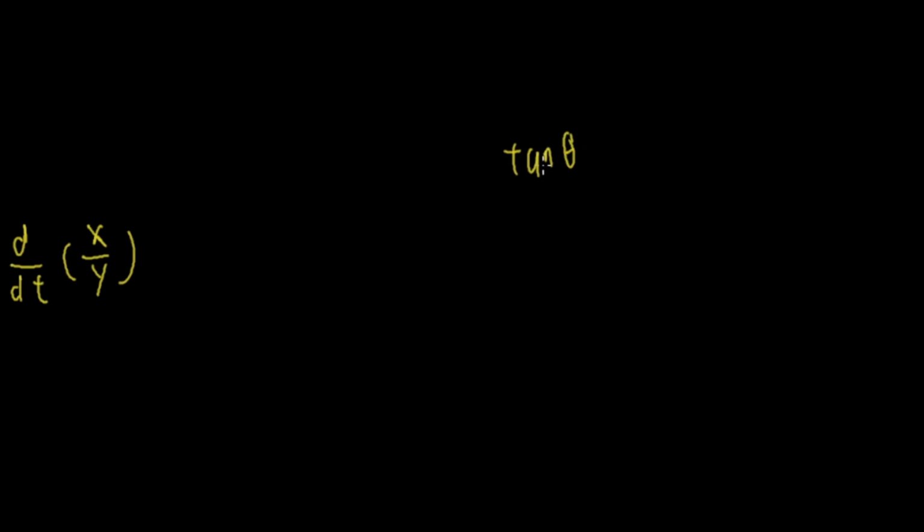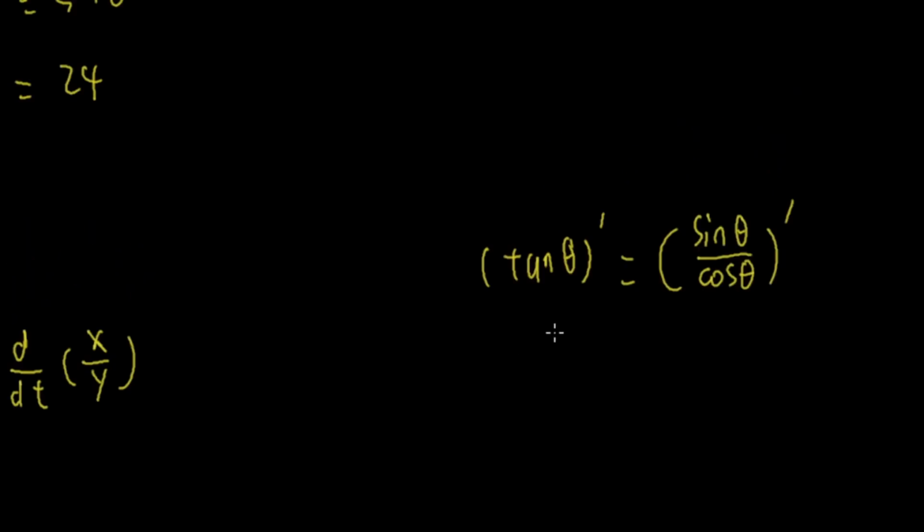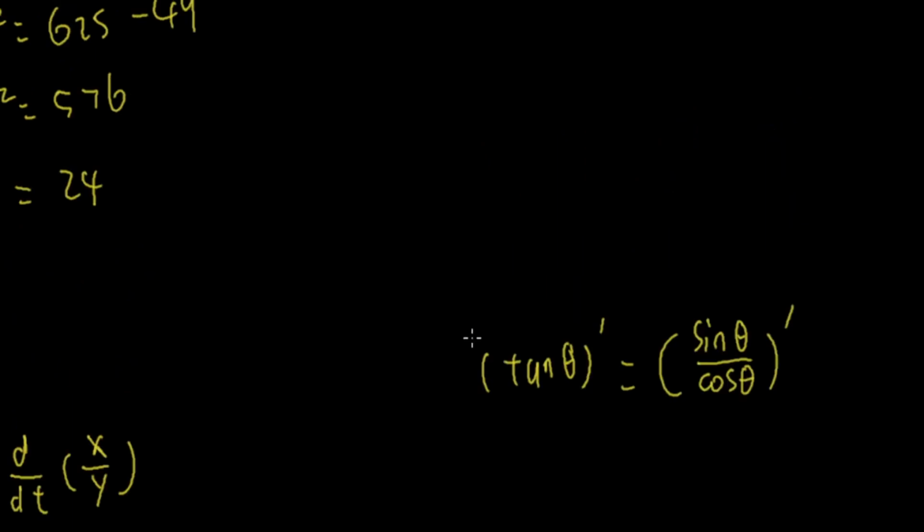Derivative of tan theta by itself. What's that equal to? We know that that's the same as the derivative of sine theta over cosine theta, right? Because tan theta is equal to sine theta over cosine theta. In this case, it's a function divided by another function. We may have to use the quotient rule. Now, let's recall what the quotient rule is.